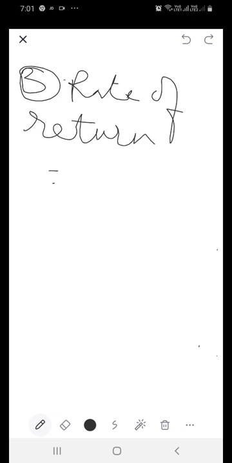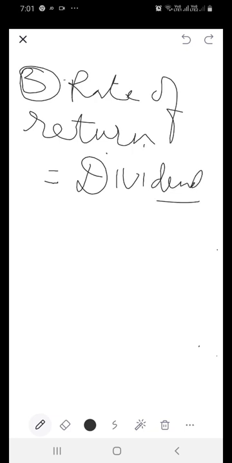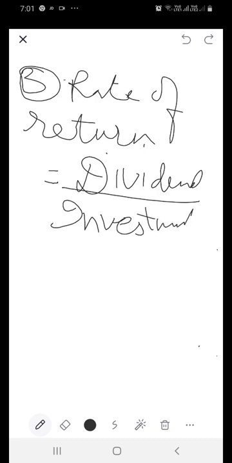The formula for the rate of return or the profit percentage: profit is the dividend which you have got. You want to convert it into percentage. That will be the dividend which you have earned in rupees upon investment which you have done in that company into 100, because you want to convert it into percentage. So you are going to multiply it by 100. This is the third formula.